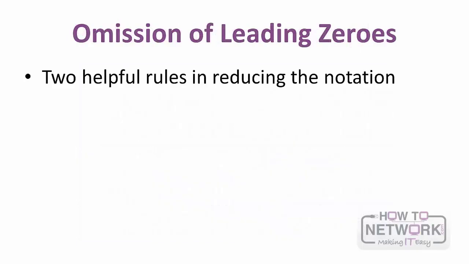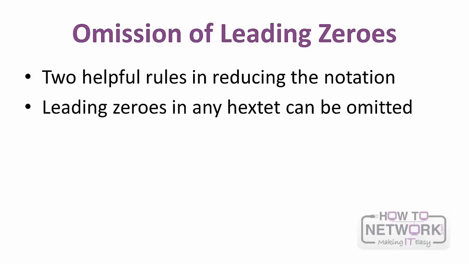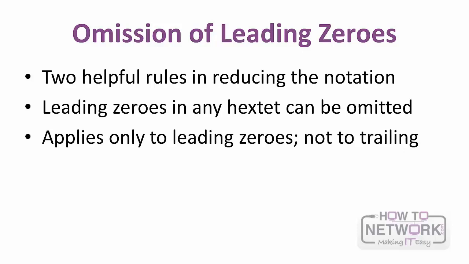Besides the preferred format, there are 2 helpful rules in reducing the notation of IPv6 addresses. The first, that is, leading zeros in any hextet can be omitted. This applies only to leading zeros and not to trailing zeros. Otherwise, the address would be ambiguous.